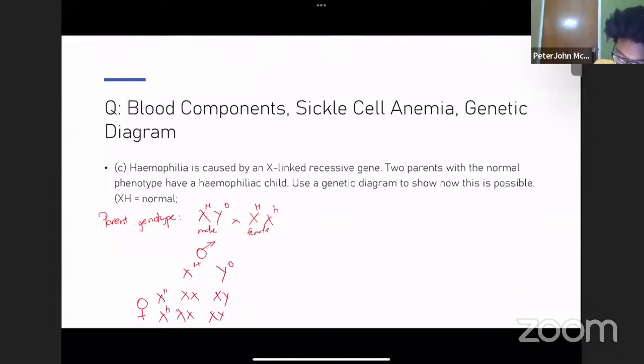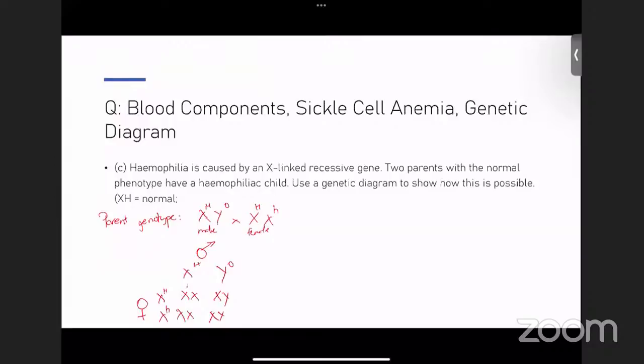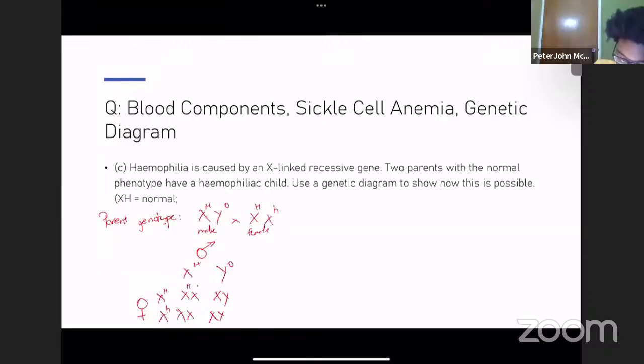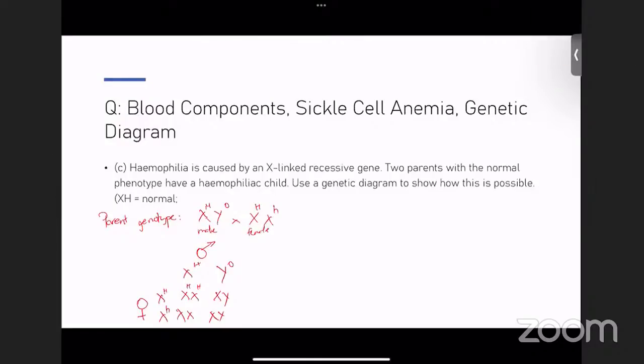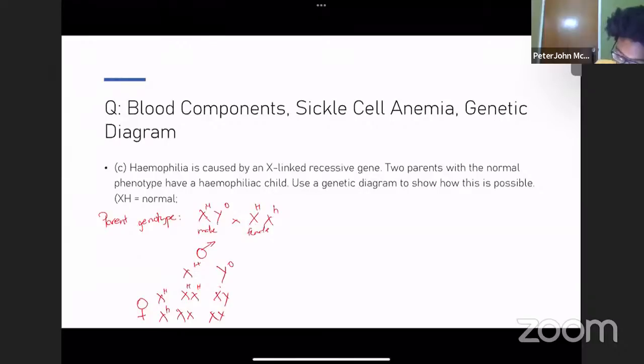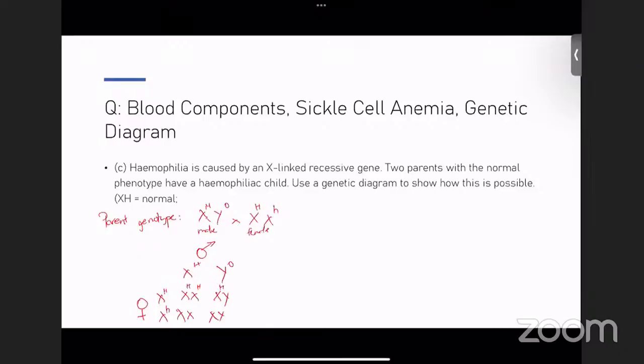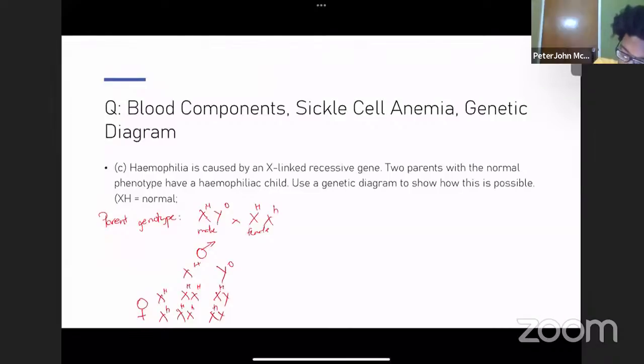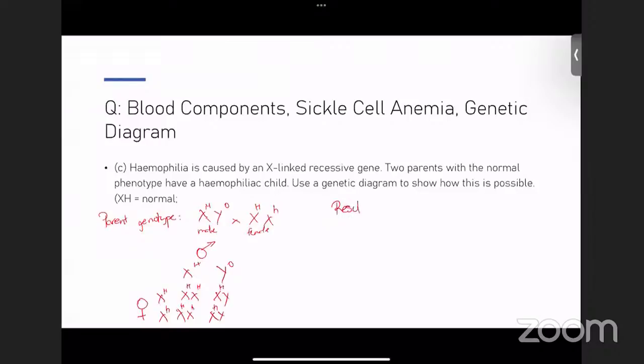So let's do our genotypes now. For the first X, X big H and X, capital H again. So for this male, what's his allele? Capital H. For this female, what's her first allele? Capital H, then another capital H. What's this male's allele? Capital H. All right. So what's next? Results.